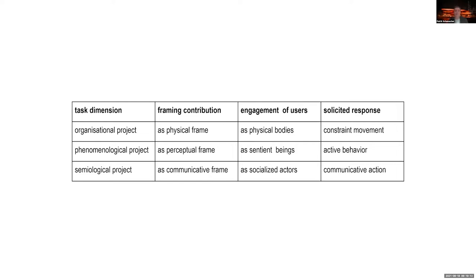So we have to worry about the perceptual tractability of the order and organization, and the offerings. But we also need to think about the communicative frame, because what we see has social meaning, which we are socialized into. So we're looking at the engagement of users, either as physical bodies, as sentient beings, or socialized actors, constrained in their movements, as active behavior, or communicative agents.